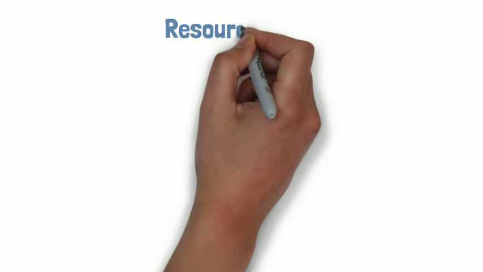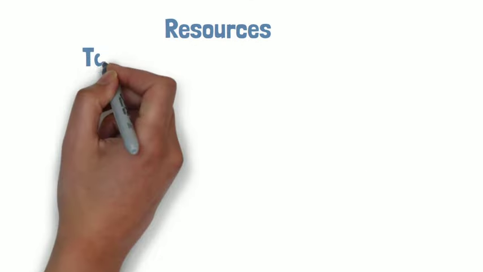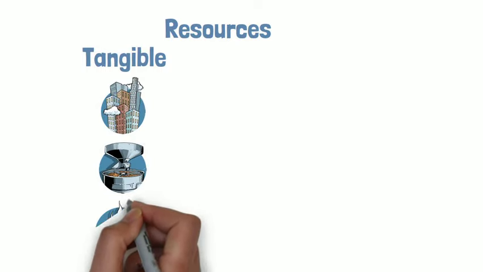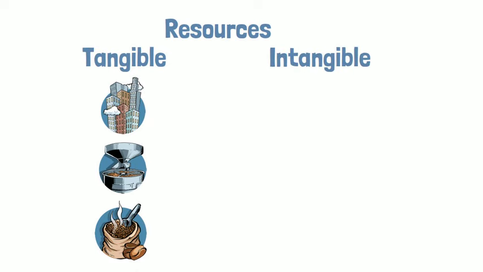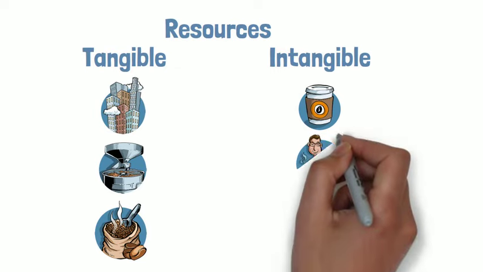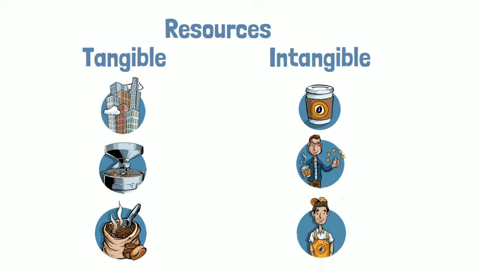In a VRIO analysis, we first identify the company's resources. These may be tangible, such as buildings, machines, or inventory. But they also include intangible resources, such as a company's brand image, loyal customer base, and the skills of its employees.